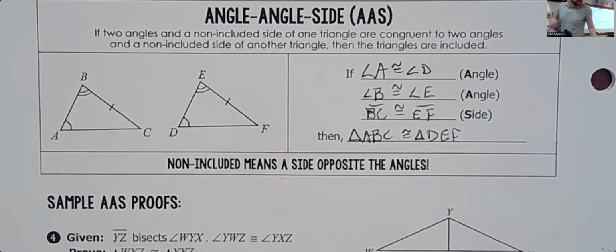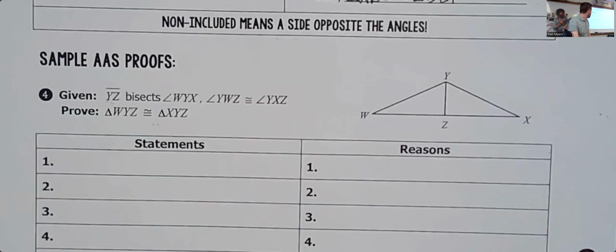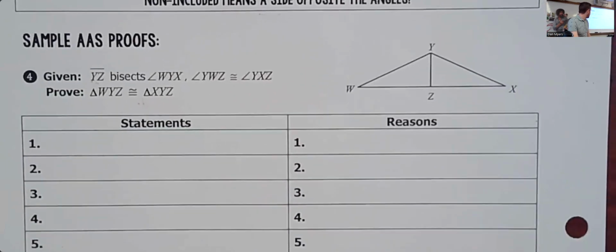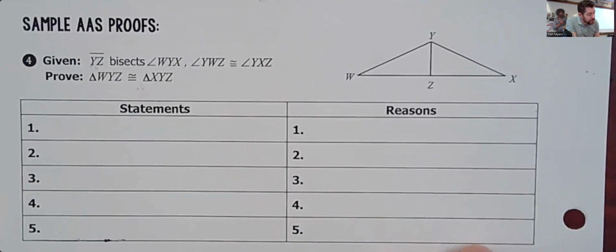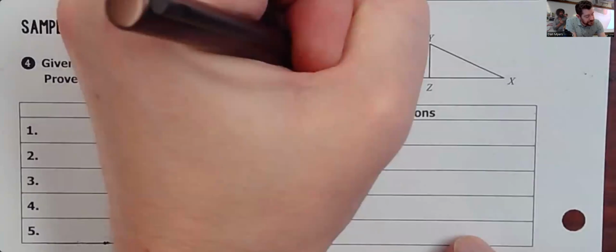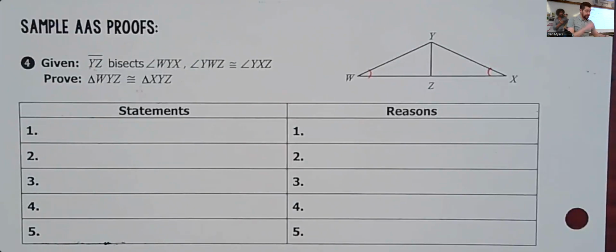All right. So moving on to our next proof. We're going to be using angle, side for these next few. We are told that YZ bisects angle WYX, and we are told that angle YWZ is congruent to YXZ. So YWZ, YXZ, those are congruent. It tells us that, so I'm just going to mark those. And then I'm going to start in the proof.